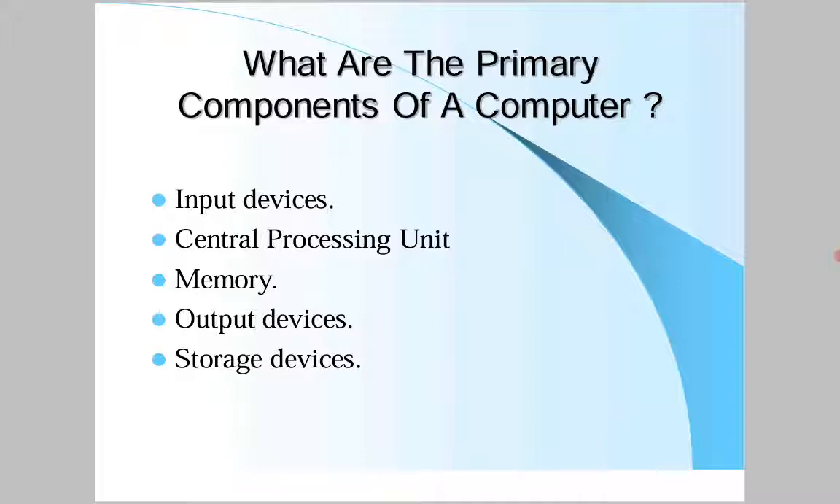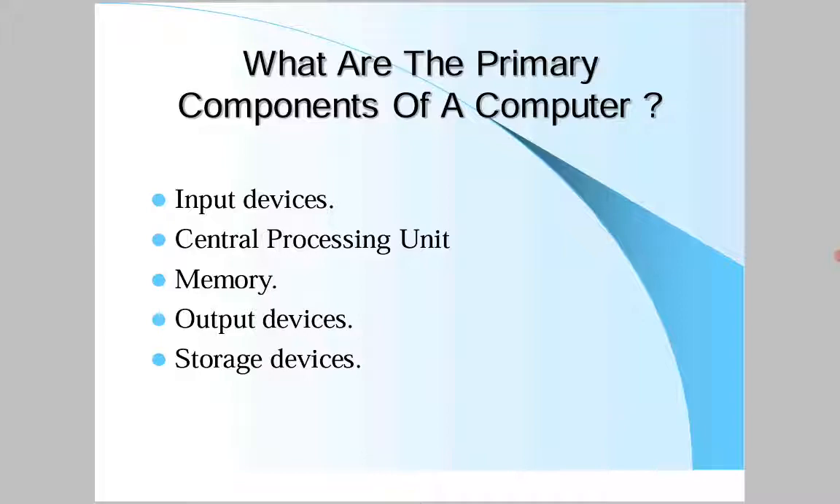Means input devices, central processing unit, memory, output devices, storage devices. So input devices, as you know, simply accept the data or information from the user for processing. Central processing unit, or CPU, or the processor, is the brain of a computer, used to do calculations and comparisons by using the input fed to it.